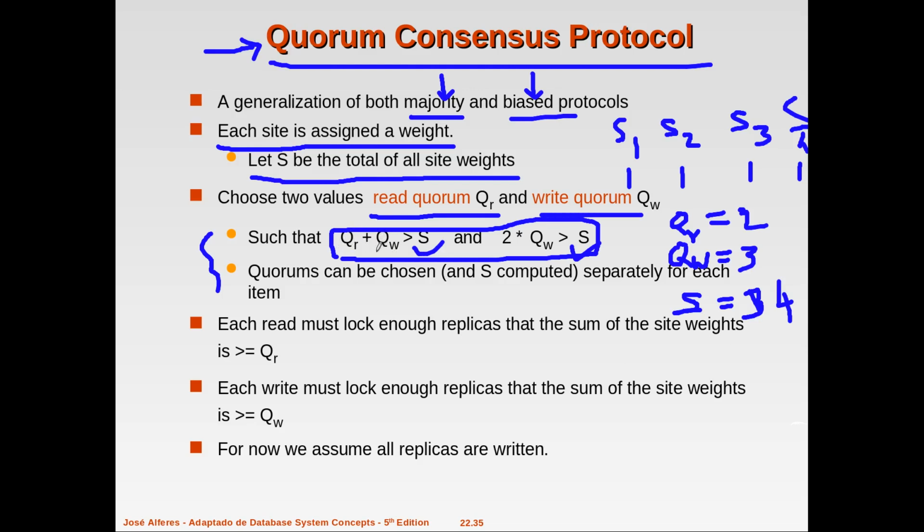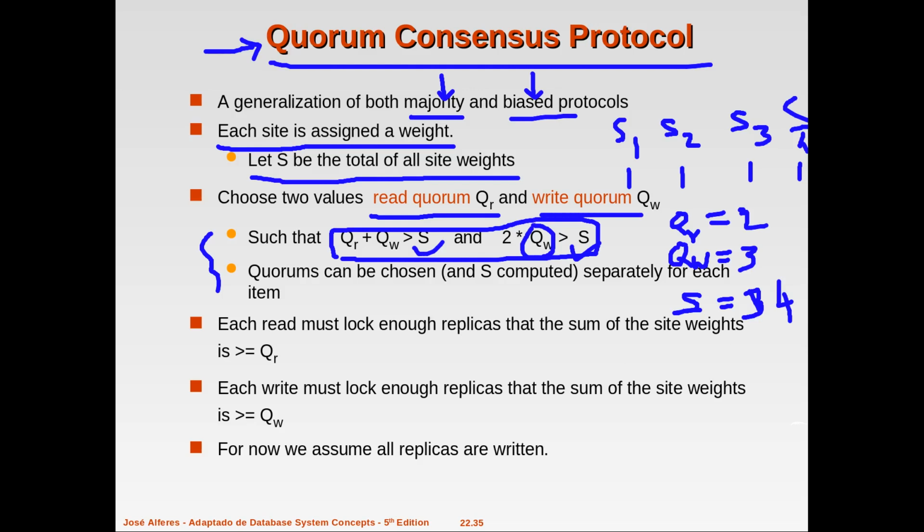So in order to avoid conflict between these two, we use the condition QR plus QW must be greater than S. Why is the condition 2 into QW given? Because two writes must not be in conflict. That means two writes cannot be done at the same time. Only one write can be performed at a time. To guarantee that, we use the second condition: 2 into QW must also be greater than S. So there will not be any conflict.